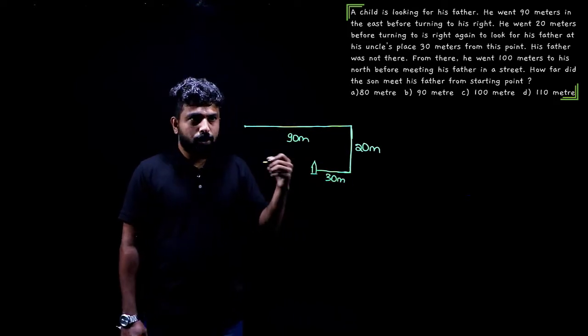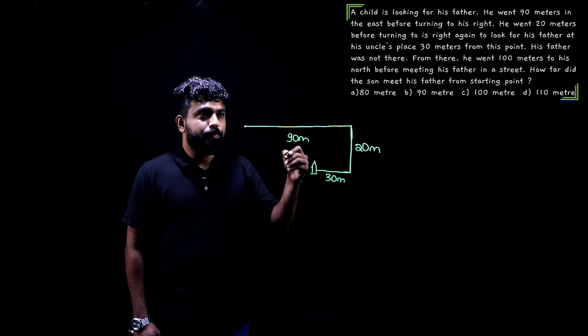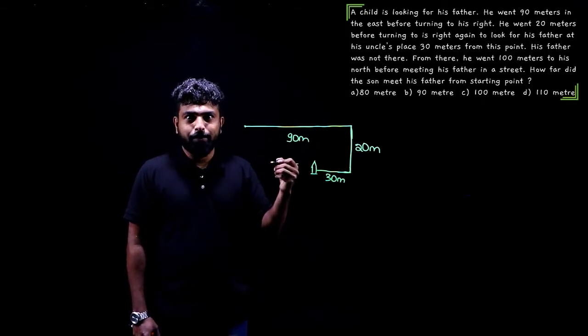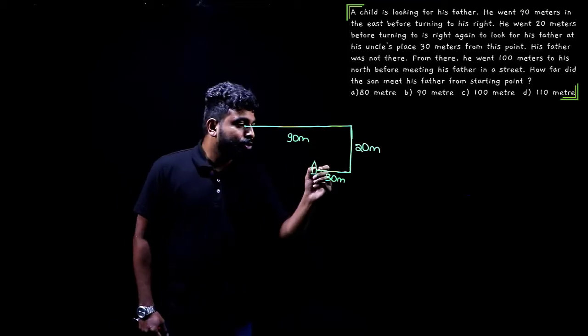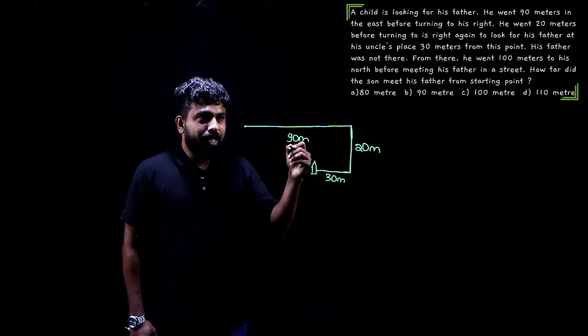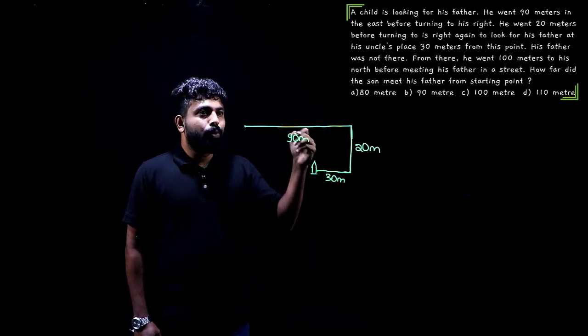Now, what have they told next? From this point, his father was not there. His father was not in his uncle's house. He's a clever man, he escaped from there. So from there, where did the child go looking? Now, from there, he went 100 meters to the north.